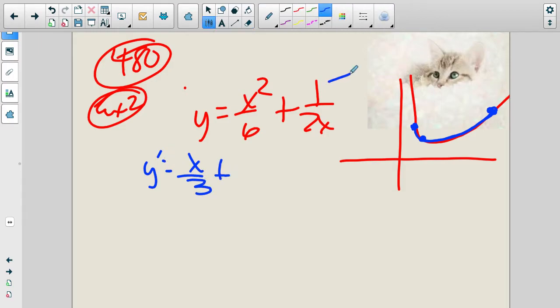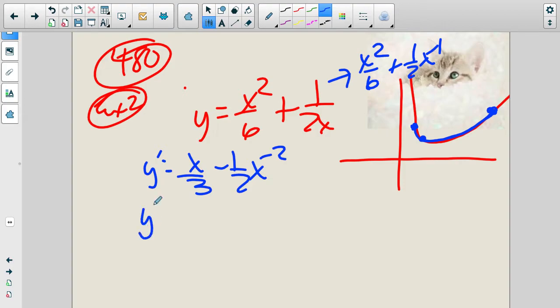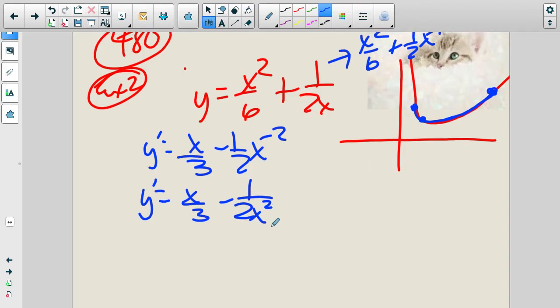I'm going to write this as x squared over 6 plus 1/2 x to the negative 1. Bringing that exponent down, I get minus 1/2 x to the negative 2. And so my first derivative is x over 3 minus 1 over 2x squared. You could have gotten a common denominator, but then you have to use the quotient rule, which I don't really want to do.